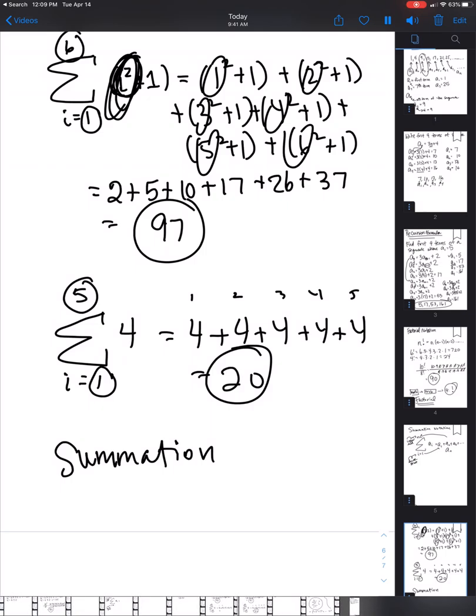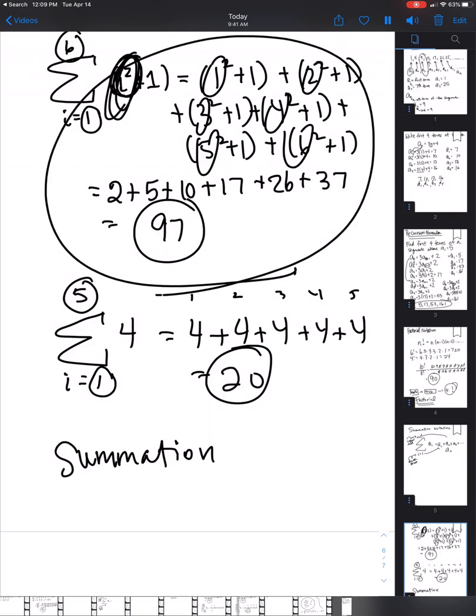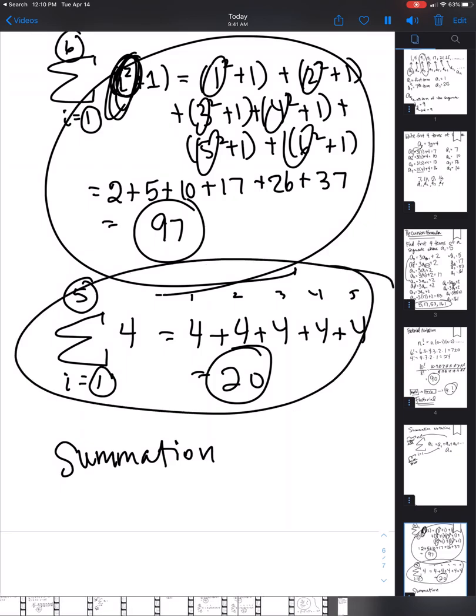Sometimes they may make you expand them, so you may not be able to use a calculator. You may have to expand it, but you could always check yourself. And expanding means, like in the first problem, we have 2 plus 5 plus 10 plus 17 plus 26 plus 37. Okay, so again, let me know if you need some help on finding that in the calculator.